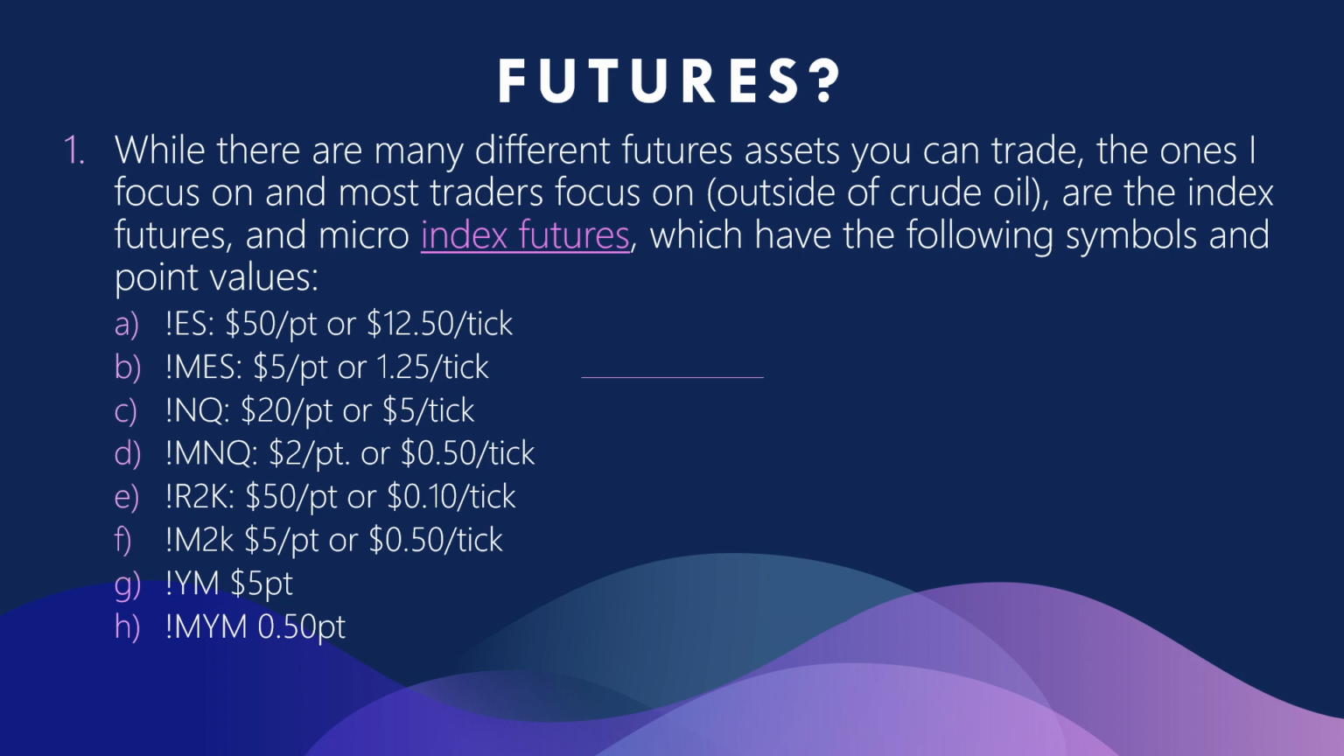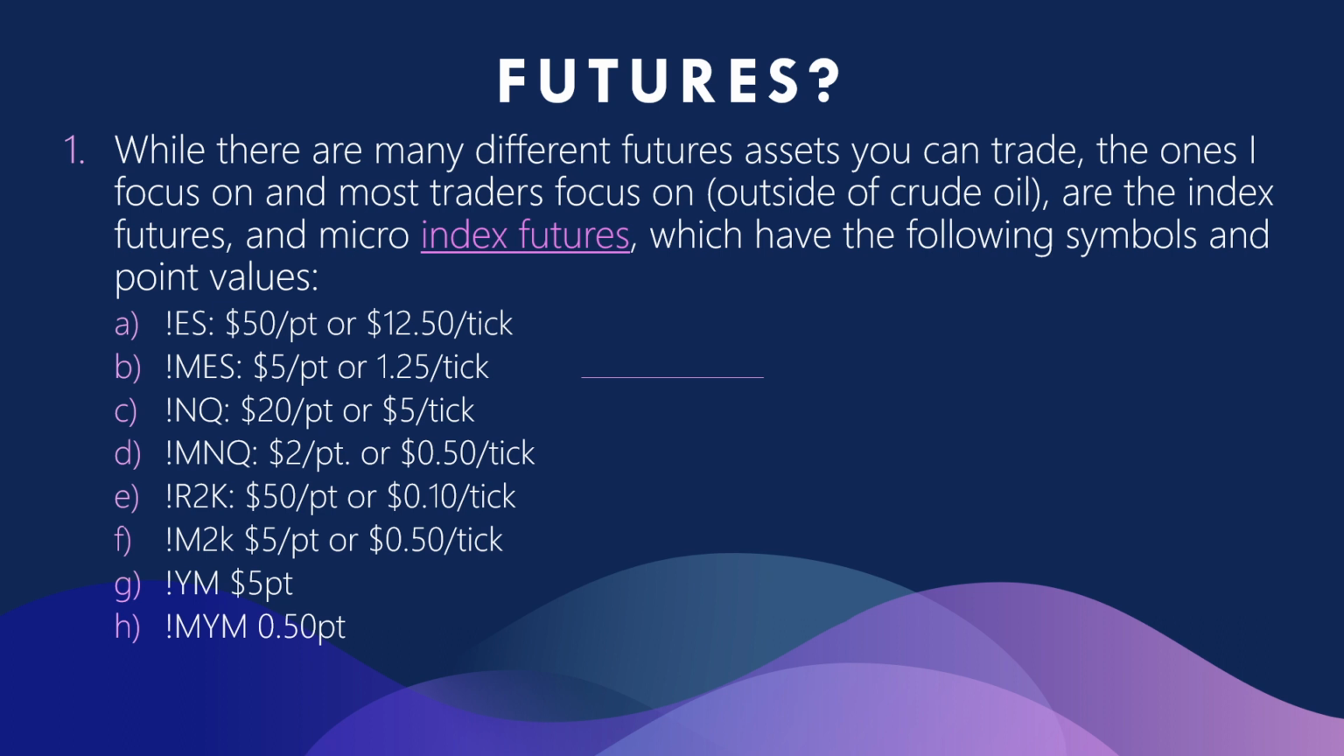While there are many different futures assets you can trade, the ones I focus on, and what most amateur or semi-professional day traders focus on outside of crude oil (a lot of people only trade crude oil), are the index futures and micro index futures, which have the following symbols and point values. The ES is $50 a point or $12.50 a tick. What is a tick?